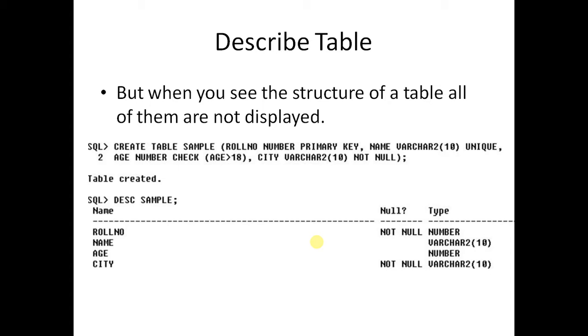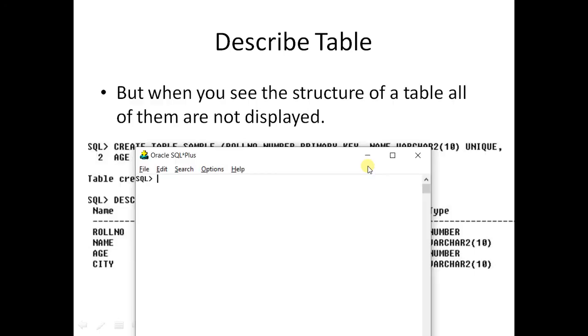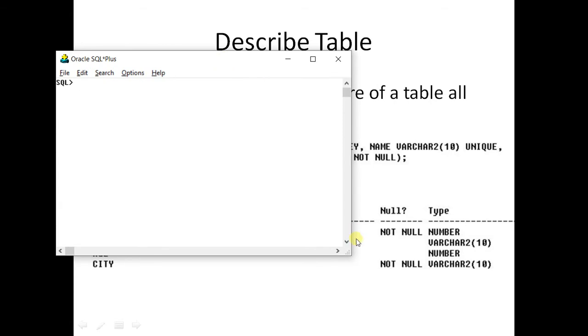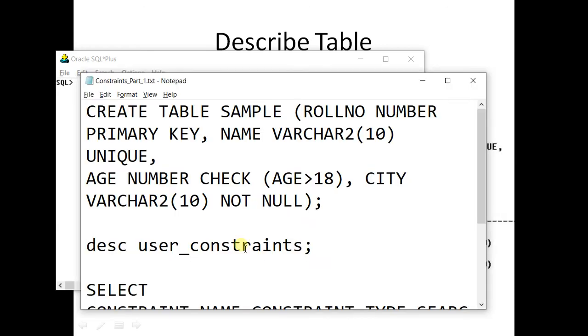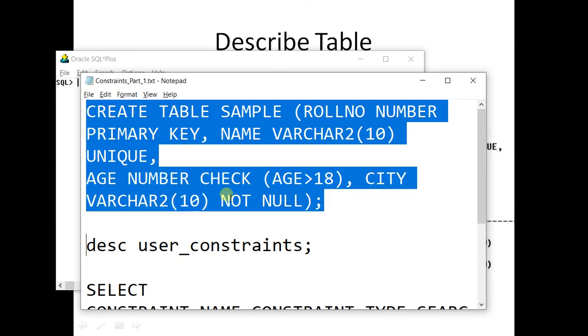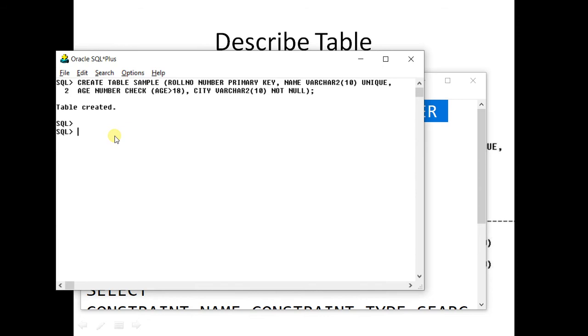For example, you try to create this table, create table sample with 3-4 constraints like primary key, unique, check, and not null. Let us create this practically. I have already kept the query code so that we can do it fast. So as you can see, create table sample, roll number, number, primary key, name, varchar2, unique, age, check, city, not null.